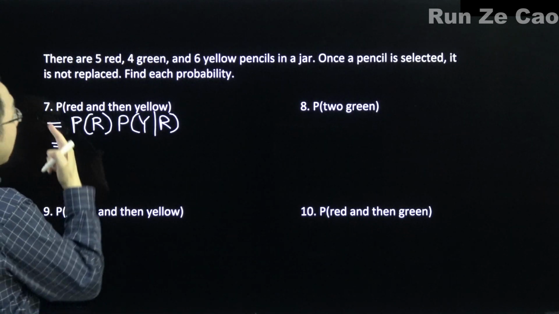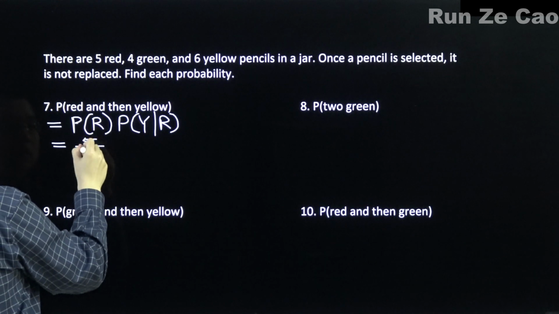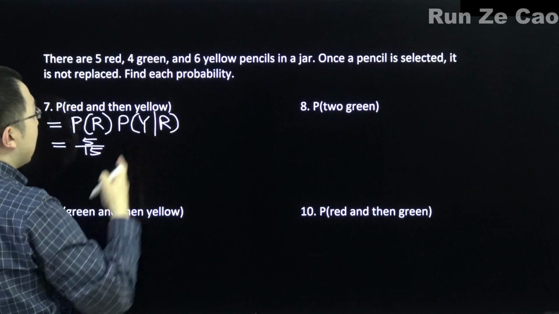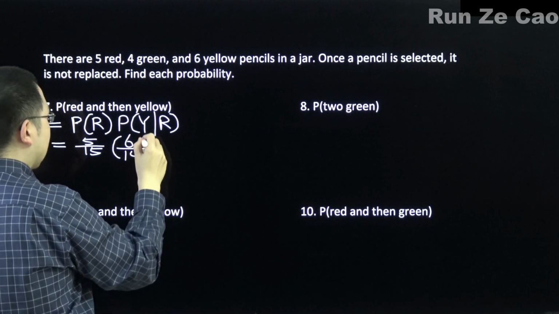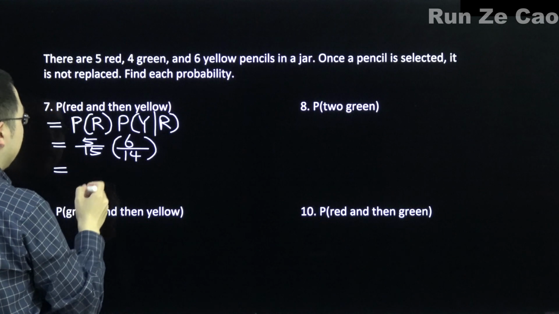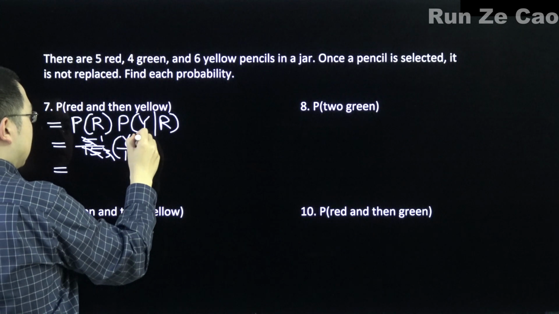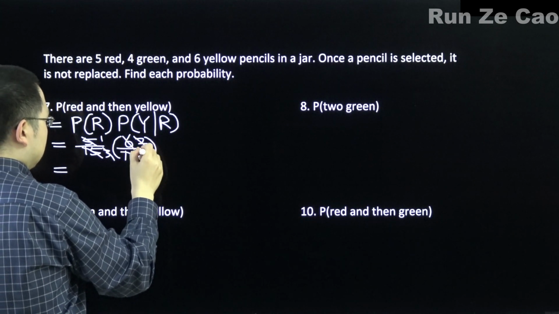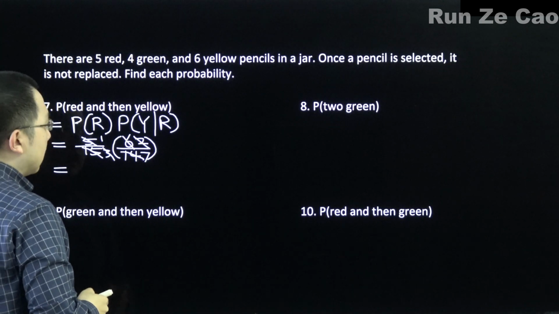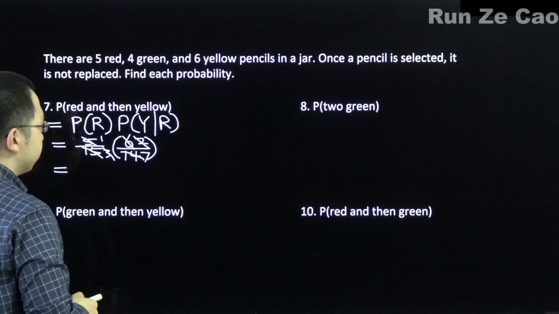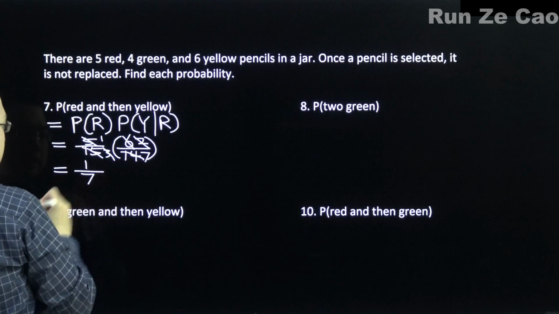So, the probability of red is 5 out of 15 pencils, and the probability of yellow, well, there's 6 yellows left out of 14 remaining pencils. This comes out to 1/3, but then this cancels out with this to give you a 2, which cancels with this for a 7. This is 1 chance in 7.